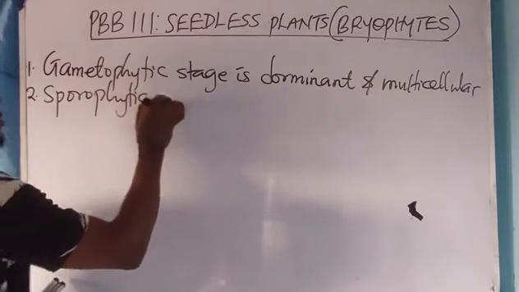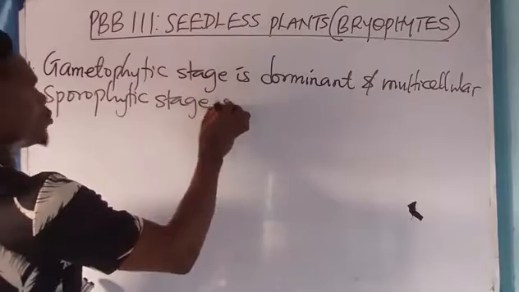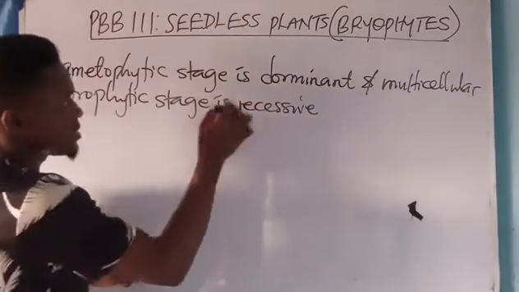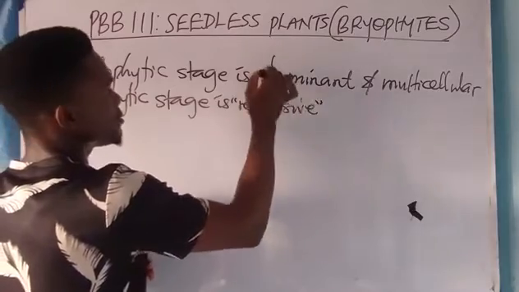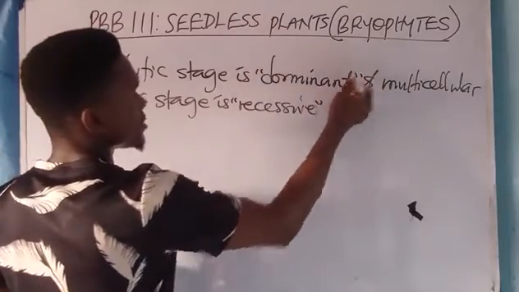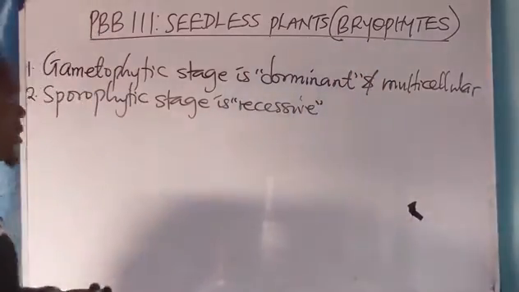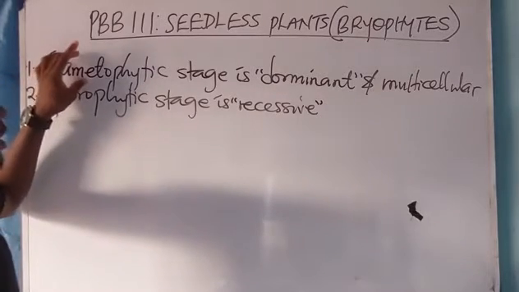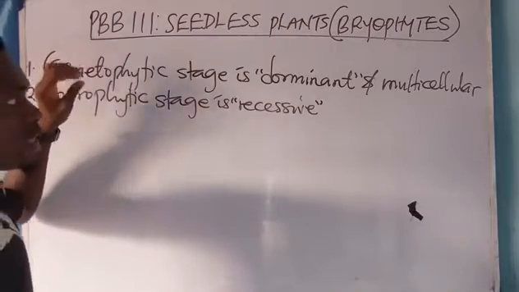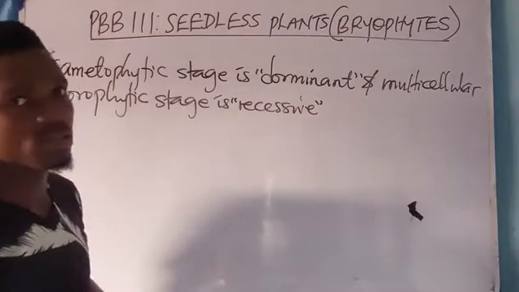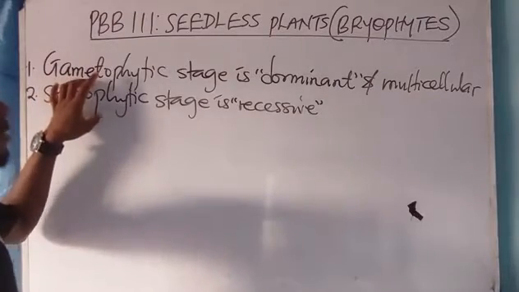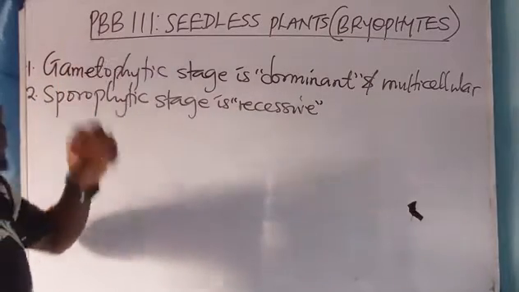Now, number 2, the sporophytic stage is recessive. The reverse is the pteridophyte. In pteridophytes, the dominant stage is the sporophytic stage, while the gametophytic stage is the recessive stage. Please take note of that.